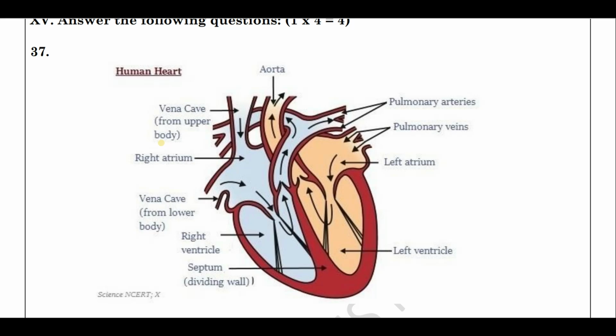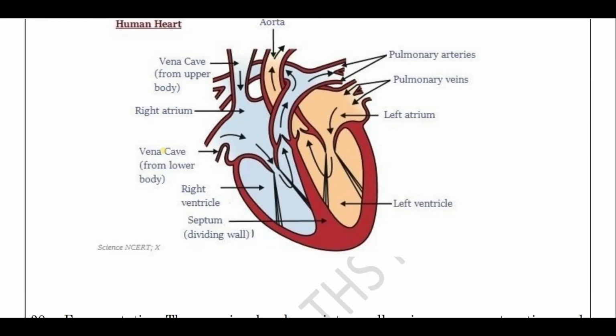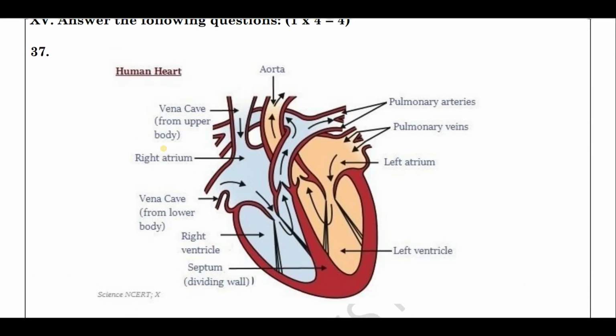37th question: neat labelled diagram of the human heart. The human heart or brain diagram is very important for the exam.